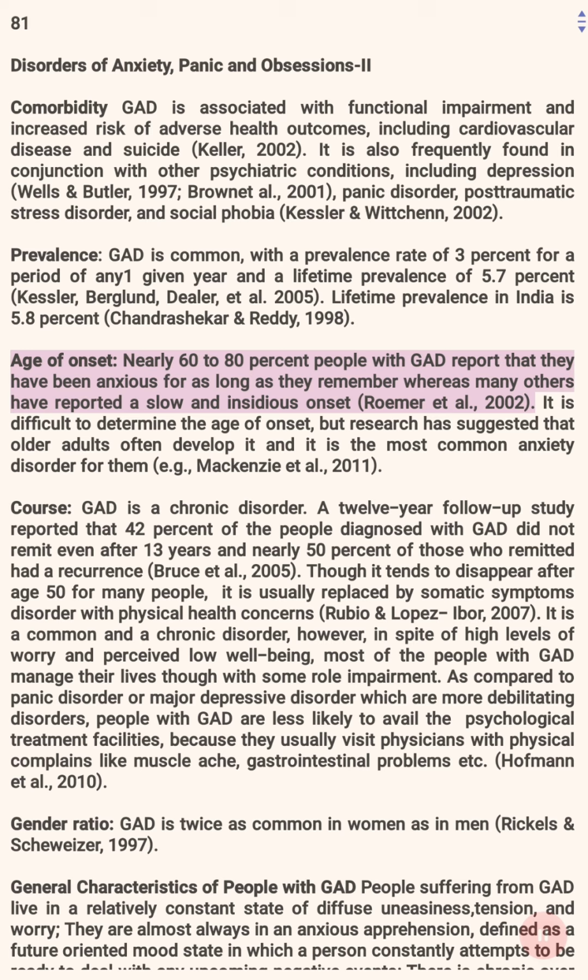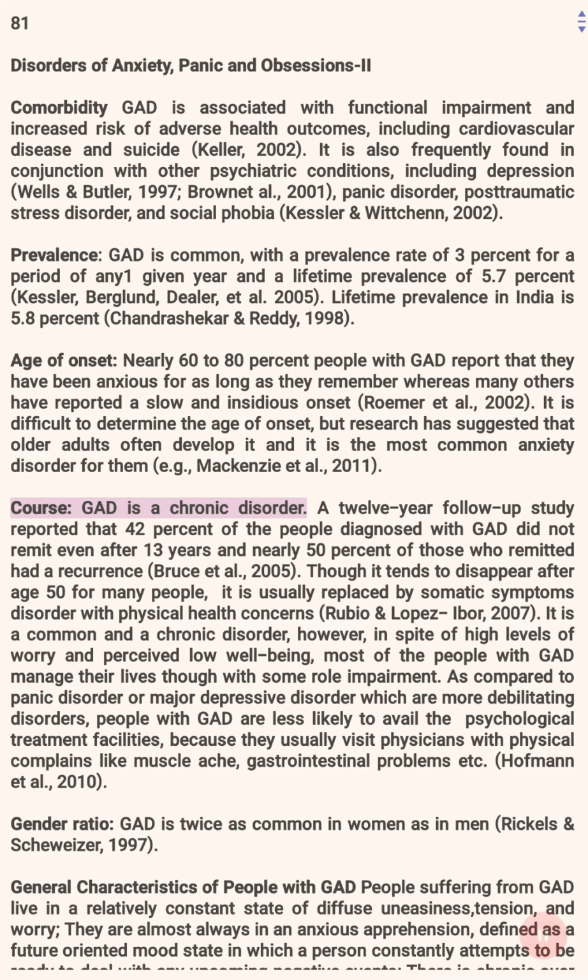Age of onset. Nearly 60 to 80% of people with GAD report that they have been anxious for as long as they remember, whereas many others have reported a slow and insidious onset, Romer and others, 2002. It is difficult to determine the age of onset, but research has suggested that older adults often develop it, and it is the most common anxiety disorder for them. Example, McKenzie and others, 2011.